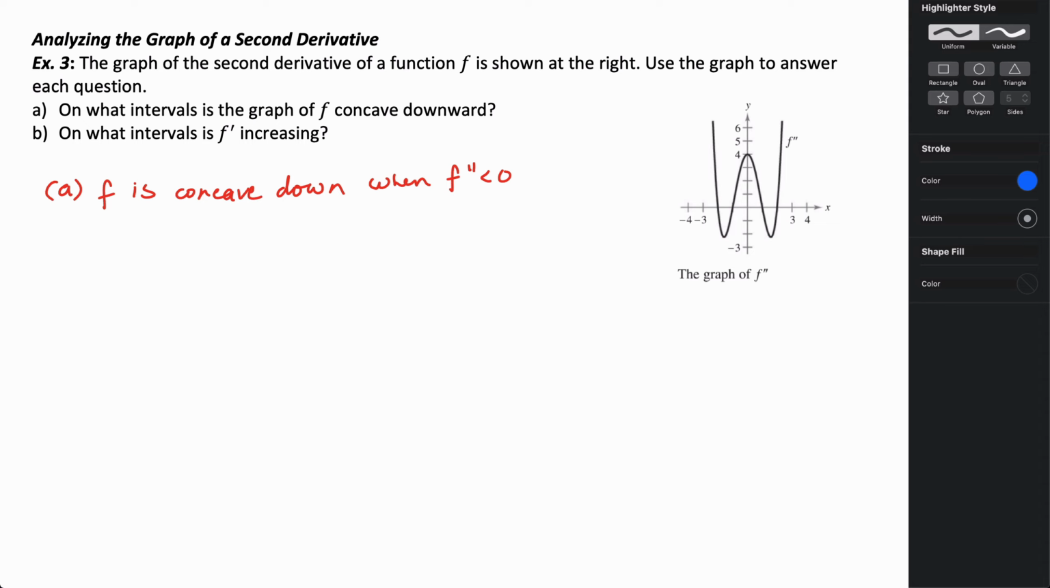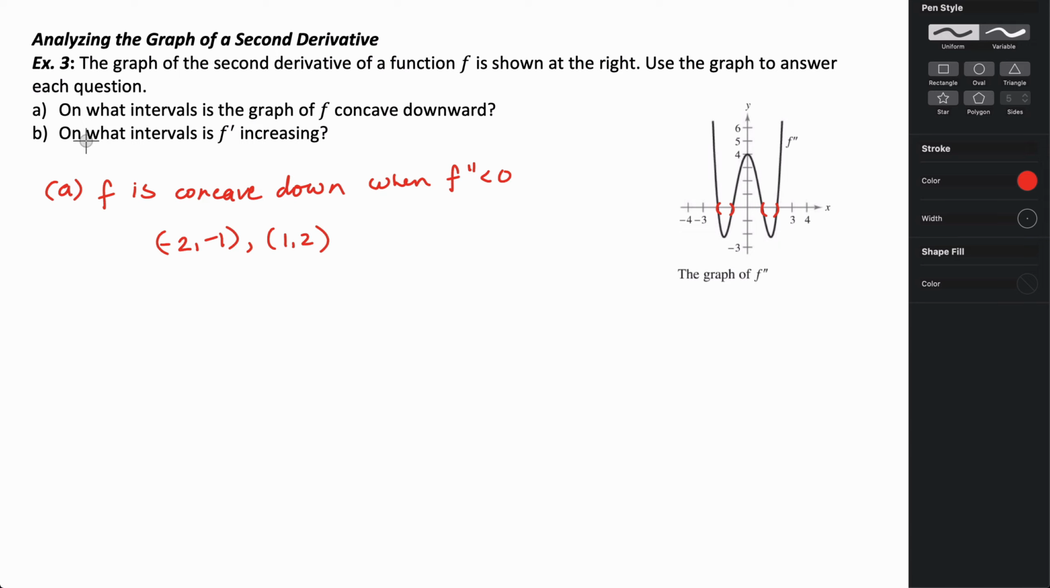So those x values are -2 to -1, and then from 1 to 2. So our graph f is going to be concave down when this curve is below the x-axis, and that happens from -2 to -1, and then from 1 to 2.